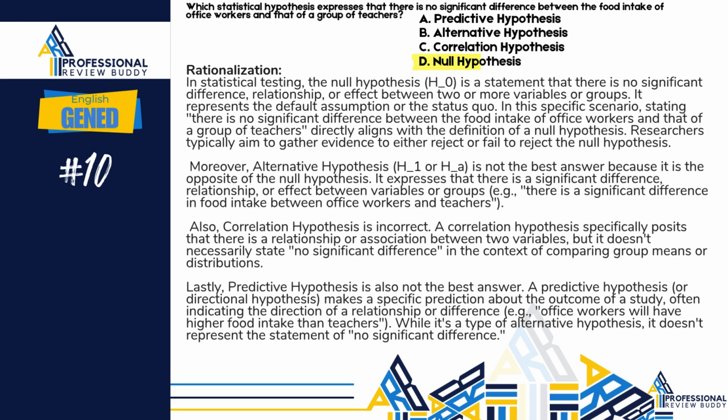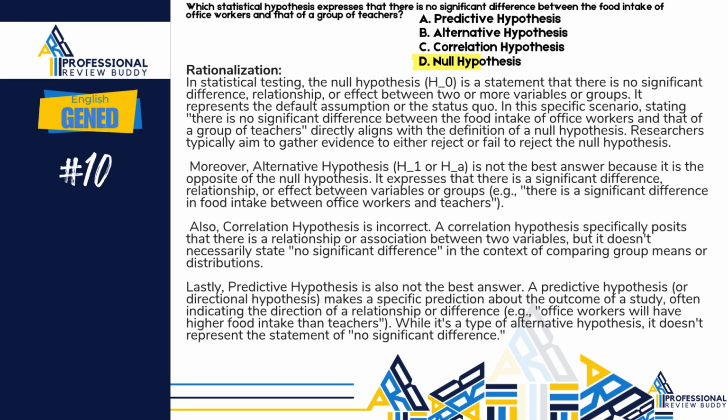Also, correlation hypothesis is incorrect. A correlation hypothesis specifically posits that there is a relationship or association between two variables, but it doesn't necessarily state no significant difference in the context of comparing group means or distributions.